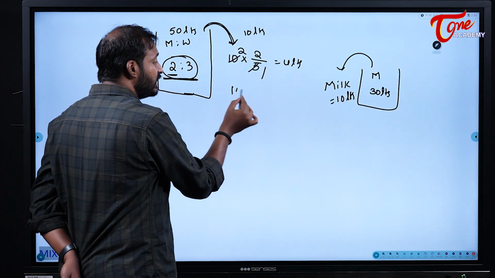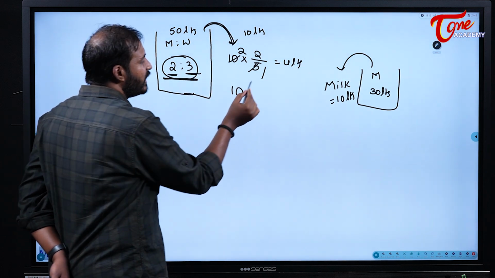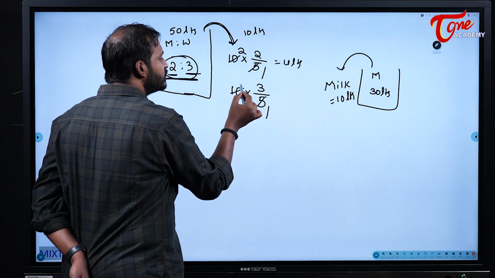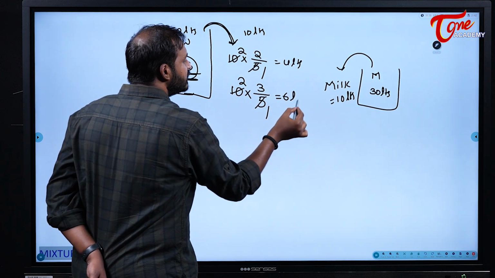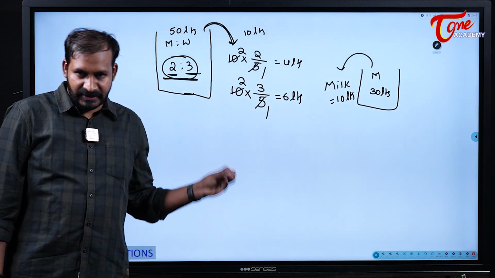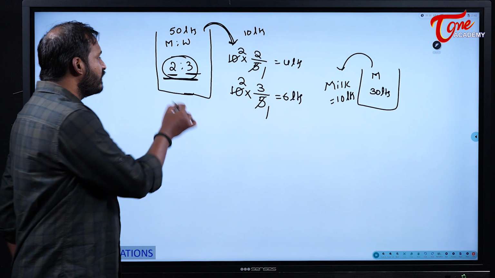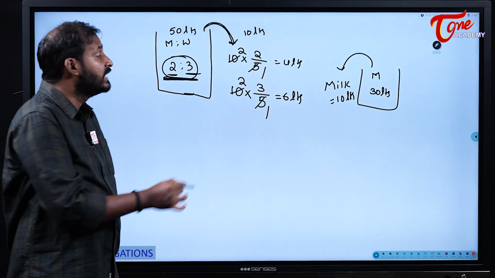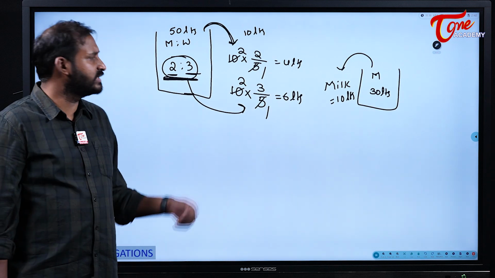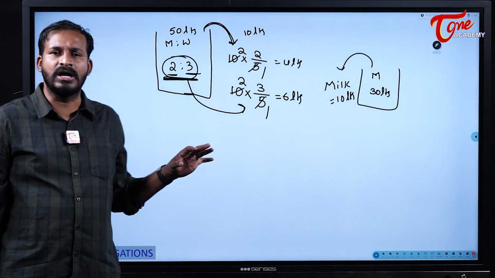Or, technically, in 10 liters, water is 3 parts out of 5 parts overall. So 5 ones, 5 twos, water will be 6 liters. Understood, students? Whenever there is a mixture in a jar, when I draw some quantity from it, in the same ratio in which the mixture is present in the jar, the elements will come out. Whether it is milk and water, or sometimes alcohol, spirit, whatever the terminology they use, the concept remains the same here.